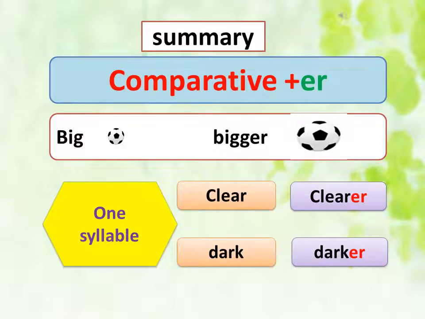Okay, here is a summary، ملخص القاعدة الأولى. So comparative we add er. So big, bigger. So one syllable، يعني الادجكتيف إذا كان فيه one syllable like clear we add er. Clearer يعني أوضح. Dark, darker يعني أظلم ولا مظلم أكثر.